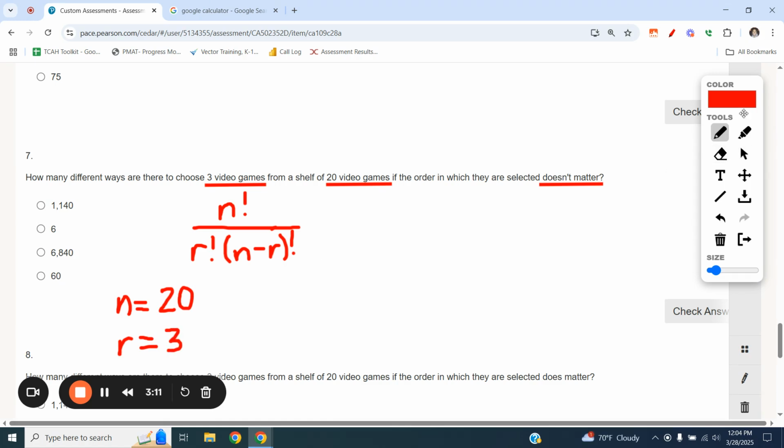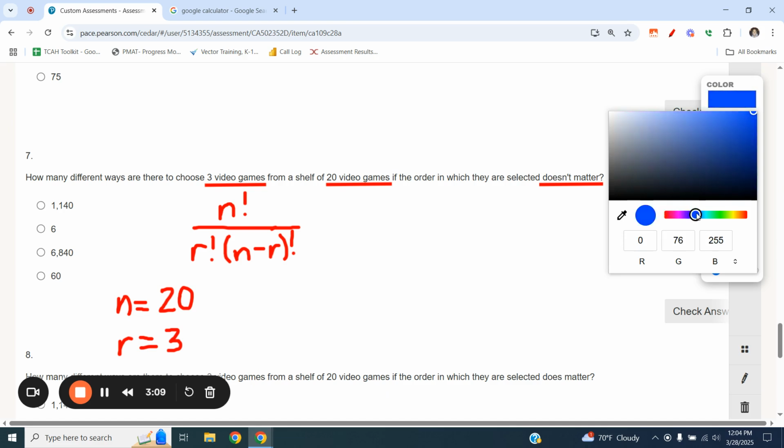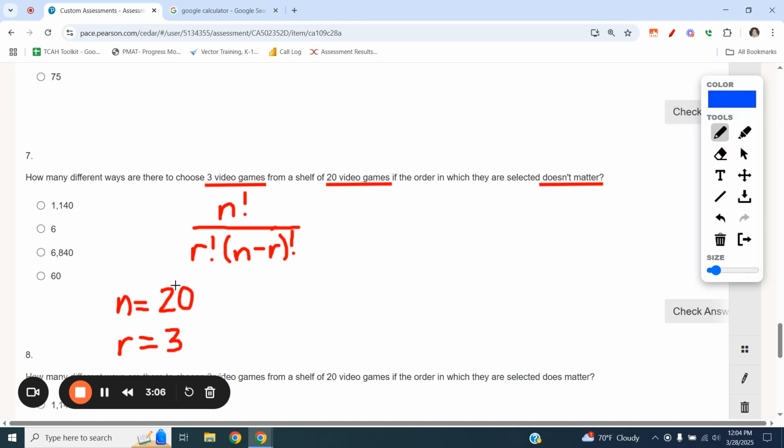And so now we're going to use this. I'm going to go ahead and switch colors. We can use this to plug it in. So we know n is 20, r is 3, and we're going to plug all this into our formula. So instead of n factorial, it's 20 factorial over r factorial, which is 3 factorial, times 20 minus 3 factorial.